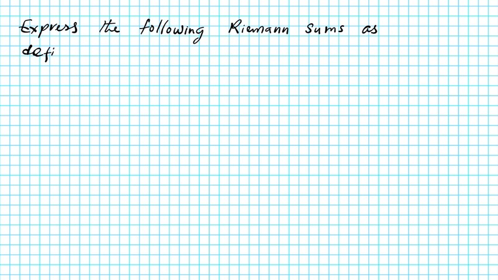We're going to be considering two questions in this clip. So these are the instructions. Express the following Riemann sums as definite integrals.